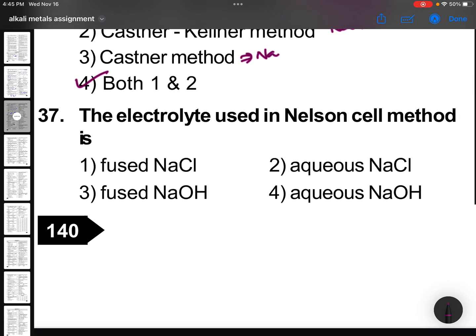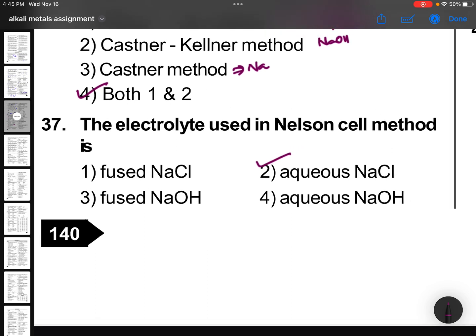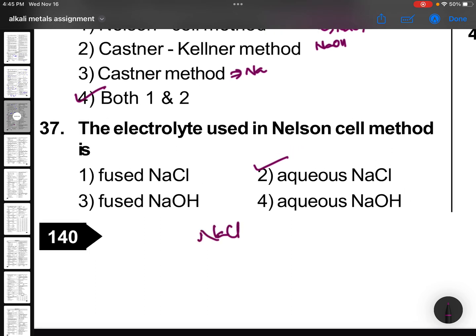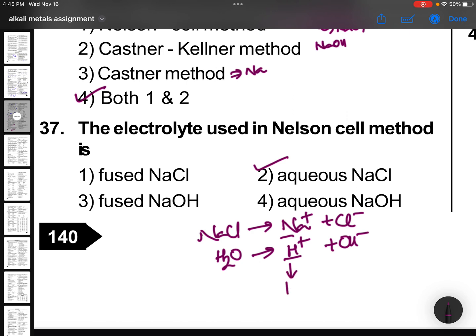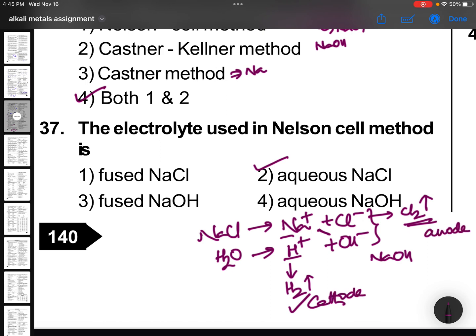The electrolyte used in the Nelson cell is aqueous NaCl. Direct question, what happens here? NaCl gives rise to Na+ and Cl−, and H2O, the easy way I am saying, gives H+ and OH−. Now there is a running race between Na+ and H+. H+ wins the race and turns into H2, because the potential required to reduce H+ is less. Again a race: Cl− turns into Cl2. What is left, these two, Na+ and OH−, form sodium hydroxide. Chlorine is at the anode, hydrogen at the cathode. Done.